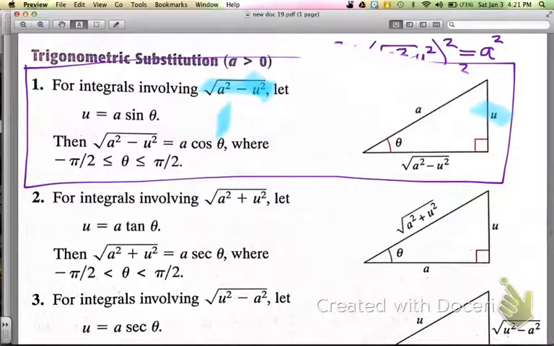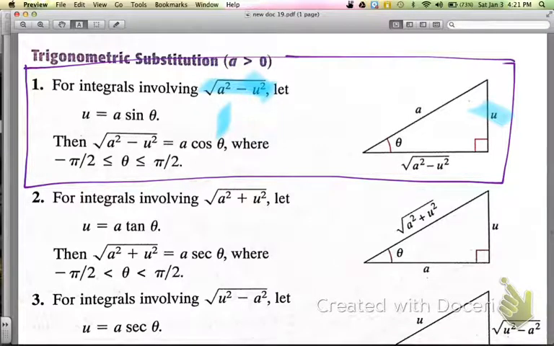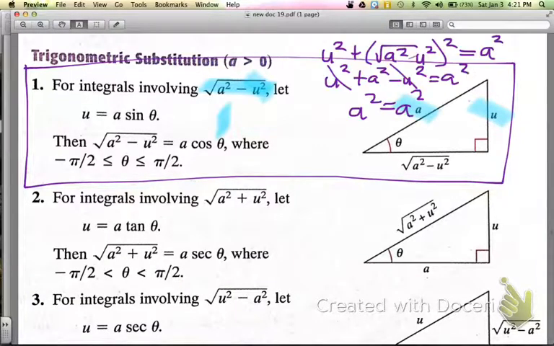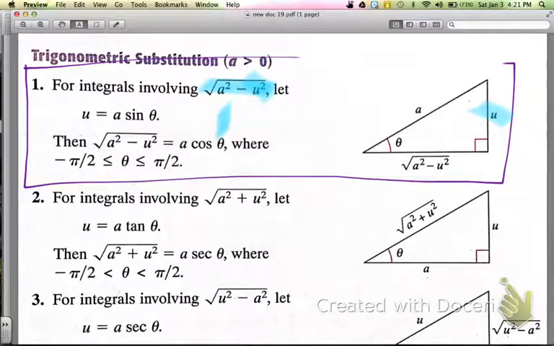So like I said at the beginning, the reason that we know to use this specific setup is because when I see that a squared minus u squared, I always know that my a is right there on the hypotenuse and my u is over here as one of the legs. Now here's where I get these other parts from.